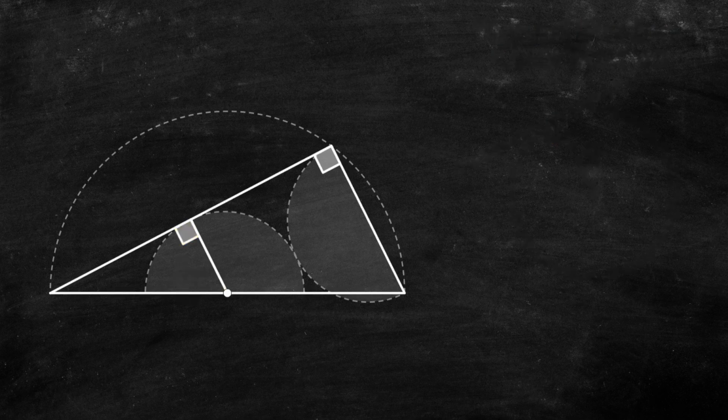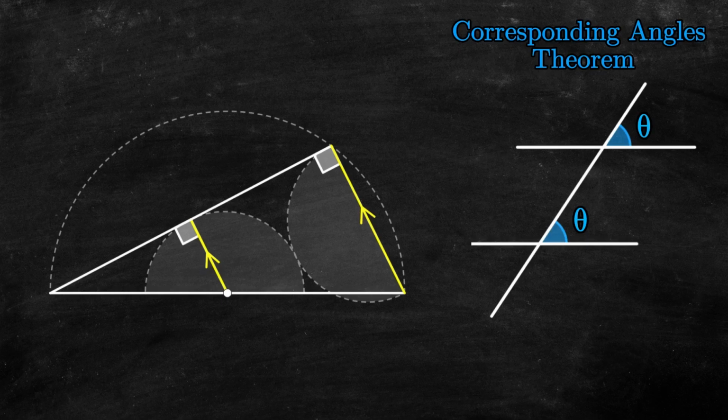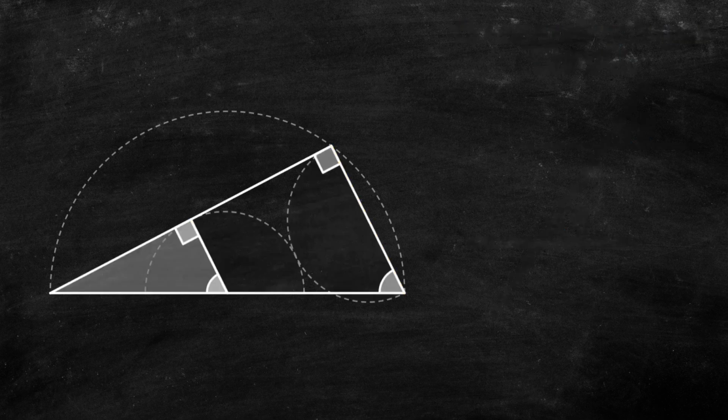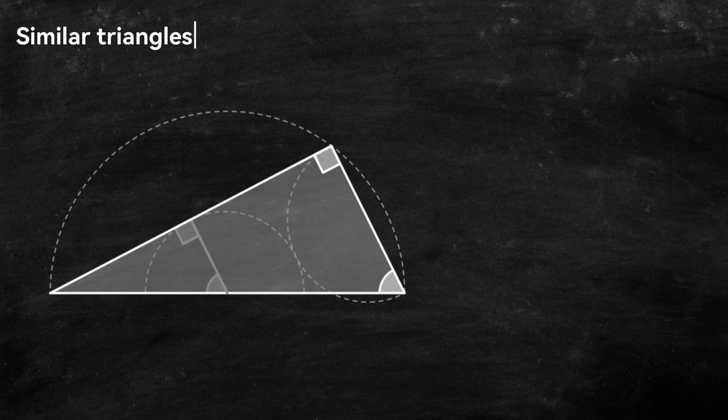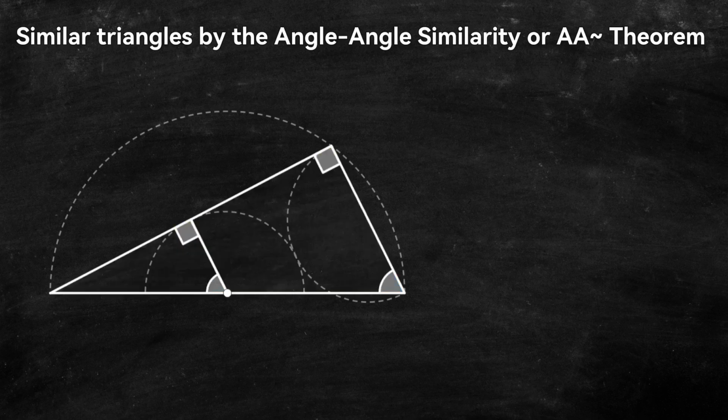Now we can notice that we have two corresponding right angles. Using the converse of the corresponding angles theorem, we now know that these line segments are parallel to each other. By virtue of the corresponding angles theorem, these two angles are congruent. Therefore, this triangle and this triangle are similar triangles by the angle-angle, or AA, similarity theorem, because they have two pairs of congruent angles. Recall that the radius of these small semicircles is r, so this is r, and this is 2r. Let this distance be a, and this distance be b.